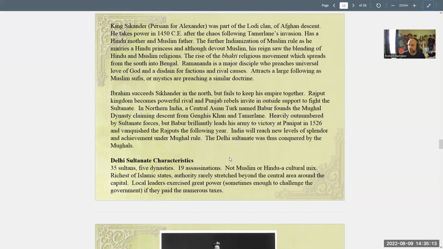All right, so characteristics: 35 sultans, 5 dynasties. Of those 35, 19 were assassinated. So obviously not a lot of people had a great retirement package. They tended to die very quickly. So in periods of unrest or strife, they would die in a row, 4 or 5 of them at a time. So the thing to understand is that this is the big problem with the Delhi Sultanate: it didn't have a lot of stability.